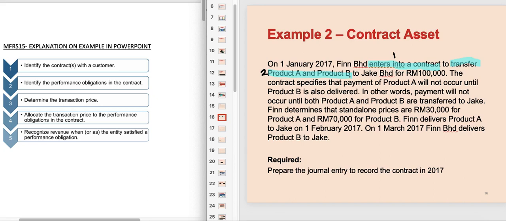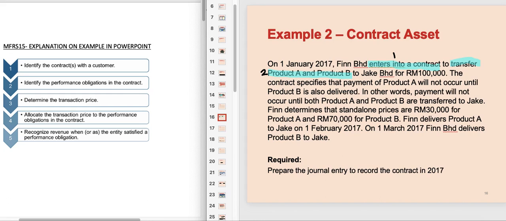Okay, so let's read the question. The contract specifies that payment of product A will not occur until product B is also delivered. That means after you deliver product A, even though you have fulfilled your PO, you have no right to receive payment until you deliver product B. So payment will not occur until both product A and B are transferred to the customer.